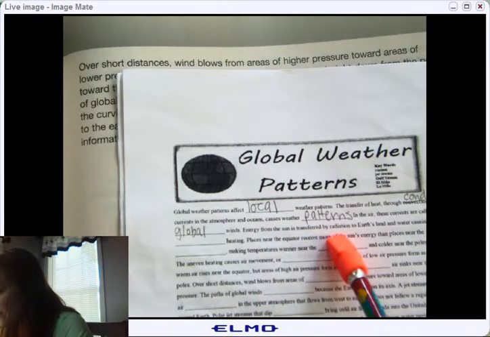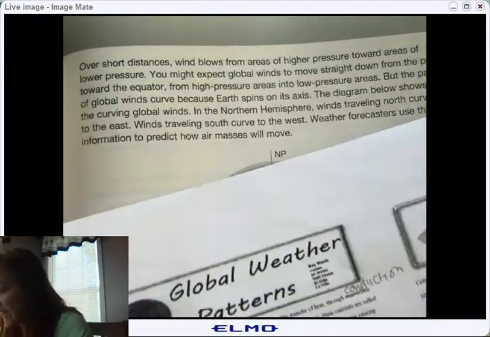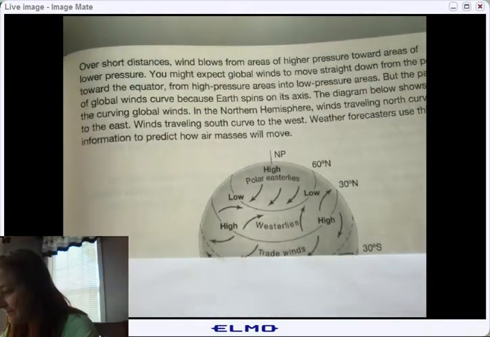Energy from the sun is transferred by radiation to Earth's land and water, causing blank heating. So we're talking about Earth, the sun radiating. Energy from the sun is transferred by radiation to Earth's land and water, causing blank heating.